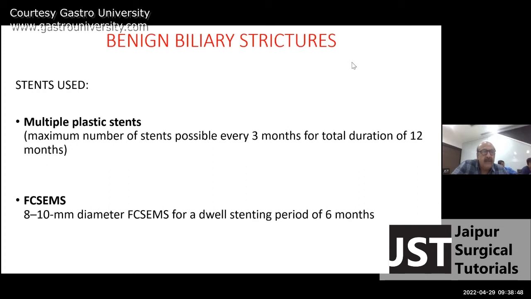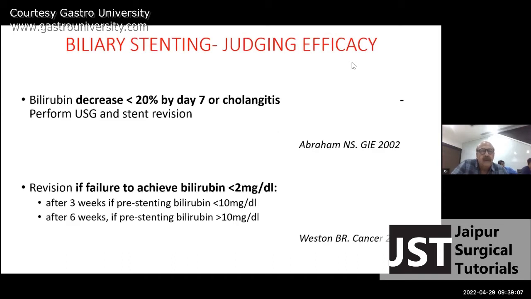So at 12 months, we tend to get the same common bile duct diameter as a normal common bile duct. In patients with failure of plastic stents, we can go ahead and push in fully covered stents, which dwell inside for 6 months and then you can remove them. Biliary stenting efficacy can be judged by performing ultrasound and LFT, and by that we decide whether we have to have more stents inside, or if it is a stent failure, then we have to go ahead and do other treatment.